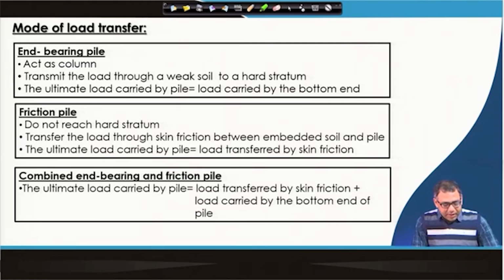And then the friction pile transfers the load through skin friction between the embedded soil and the pile, and the ultimate load carrying capacity of the pile is equal to the load transferred by the skin friction. And if it is a combined pile, then the ultimate load carrying capacity of the pile is the summation of the load transferred by the skin friction plus the load the pile is getting as resistance from the tip.